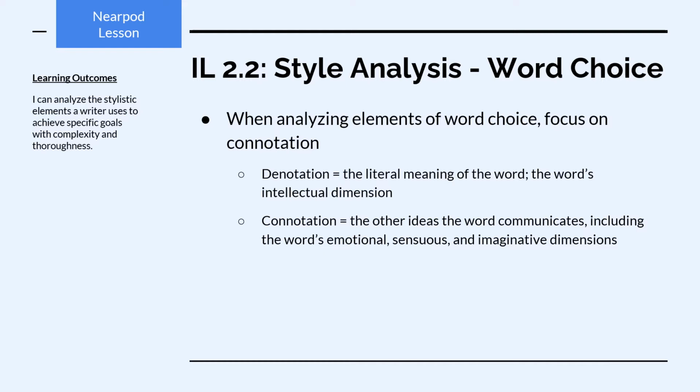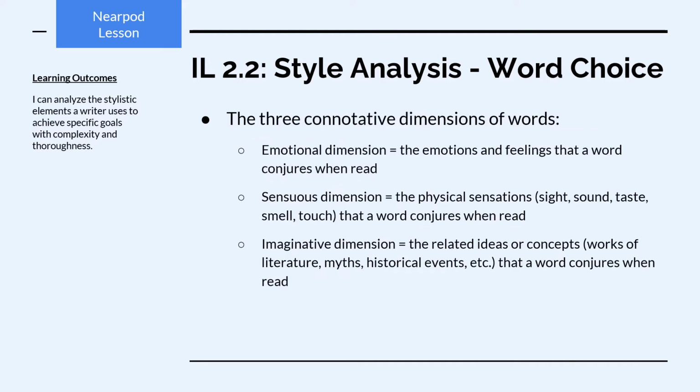Denotation is the literal meaning of the word, its intellectual dimension, while connotation is the other ideas the word communicates, including the word's emotional, sensuous, and imaginative dimensions. To elaborate a little bit more on what those dimensions of connotation are, when you look at a word's connotation, you're essentially trying to figure out three different things.